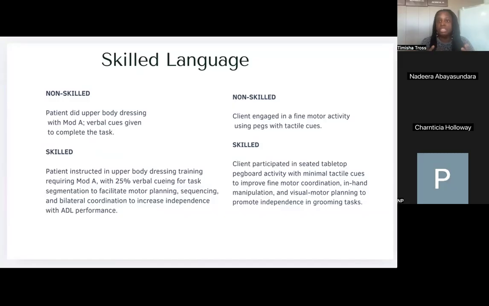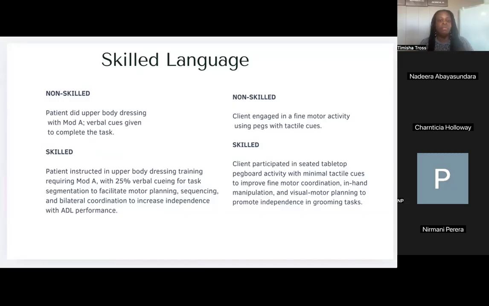So instead of writing it in this manner, where it's really not giving us a lot of information, it's very basic, it's very general, a skilled way of writing that same information is saying patient instructed in upper body dressing training requiring mod assist with 25% verbal cues for task segmentation, to facilitate motor planning, sequencing, and bilateral coordination to increase independence with ADL performance.